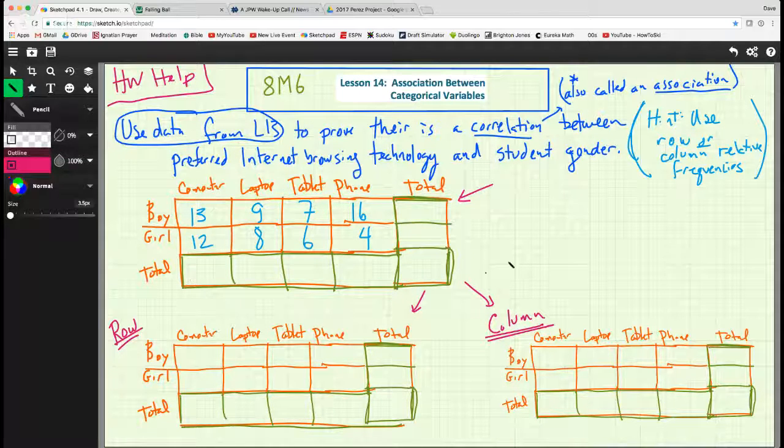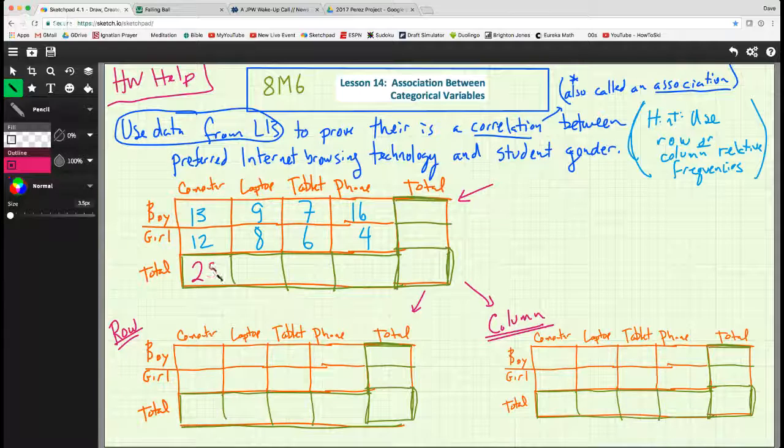So we've got to calculate all of our totals. I'm going to do it as a row or column. All you needed to do was do one or the other and make a determination about whether or not they were associated. In other words, if you're a boy, are you more likely to use one device, and a girl, are you more likely to do something different? So let's figure that out.